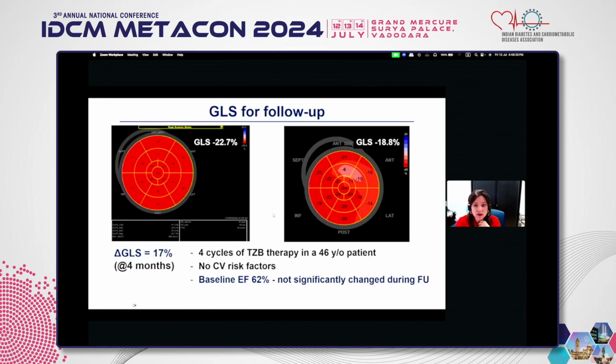And this is just one case coming from my patient clinic where you can see that after 4 cycles of chemotherapy in a relatively young patient with no risk factor, you can depict the decrease in GLS from 22 to 18, 19%, while the ejection fraction of 62% did not significantly change over time. We could not depict it when just using standard echo.